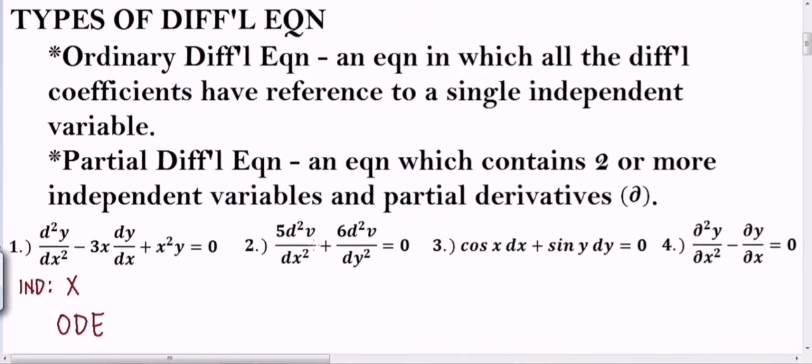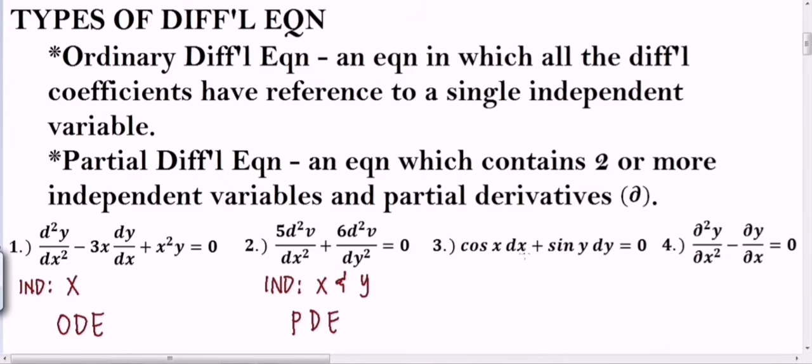So, 5 d squared v all over dx squared plus 6 d squared v all over dy squared is equal to 0. Again, ang independent natin, we have two derivatives. Ito, ayan. So, ang independent is x and y. Parehas silang present sa independent variable. Kapag dalawa or more ang independent variable, that is called partial differential equation. So, this one is partial differential equation. Okay? Let's have number 3.